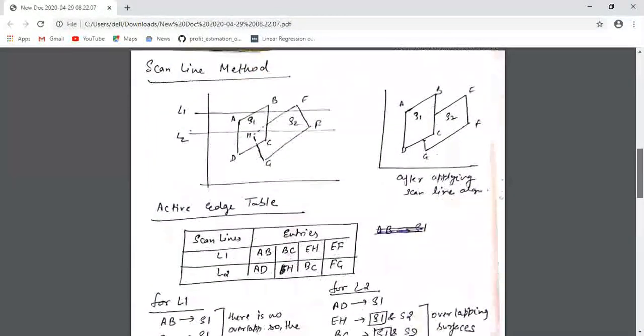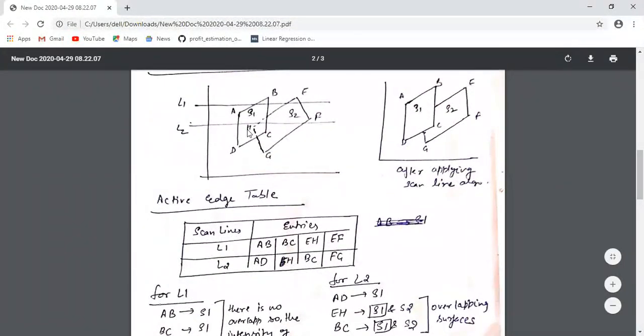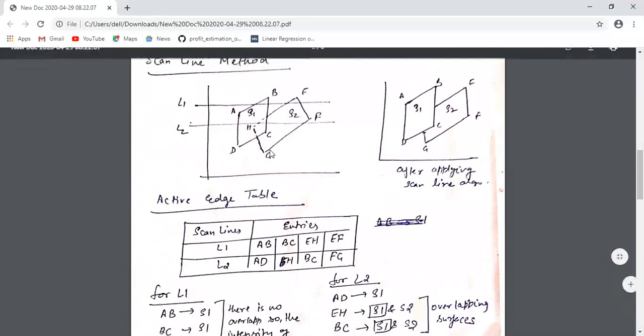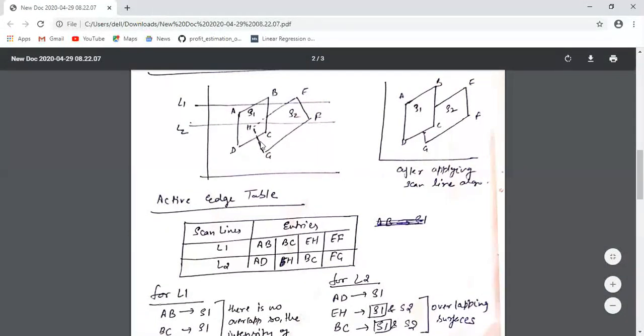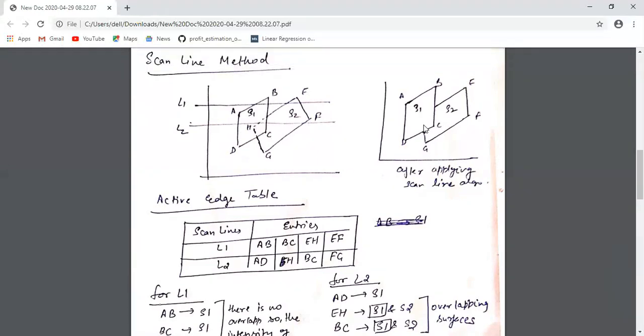After calculating the Z values, this image should look like this, because for this overlapping area, we will calculate all the pixels that are going through this particular overlapping area. We will calculate the Z value of surface S1 and the Z value of surface S2, and the Z value of surface S1 would always be less than the Z value of S2. That means that ABCD will restrict the view of EFGH for this particular overlapping area.